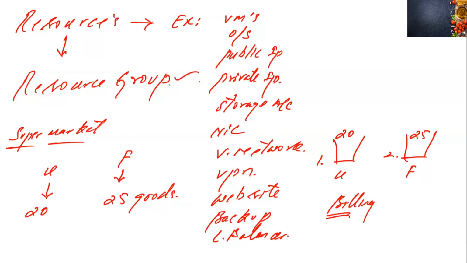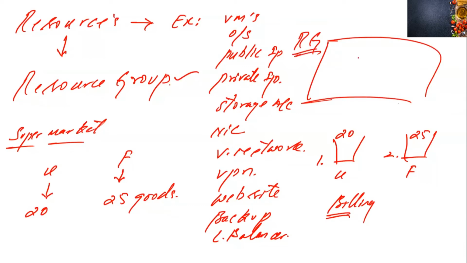Without a resource group, you cannot create the resources. For example, I want to create two virtual machines. First we have to create one resource group, guys, with any name. Create the resource group. Inside this resource group, now create VM1 and VM2, like this. So what Microsoft is saying is, without a resource group, you cannot create the Azure resources.